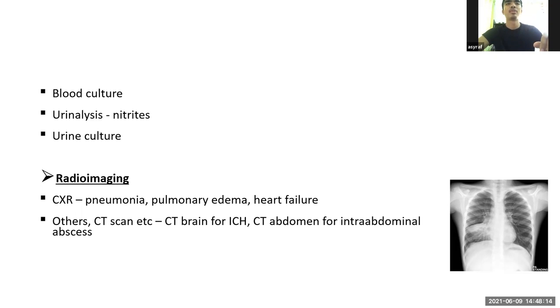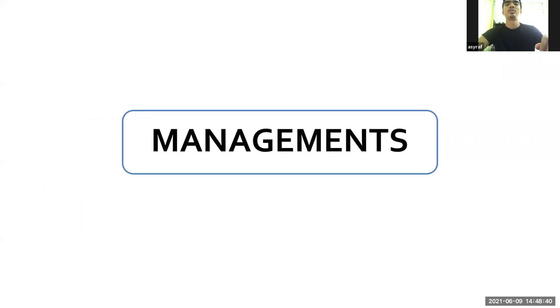And sometimes you can do urine analysis, look for nitrites, because nitrites give evidence of infection. And also you can do a urine culture. And then for radio imaging, it depends on your clinical picture. If you suspect the patient is having pneumonia, you have to do a chest X-ray. For the abdomen, if you suspect abdominal pathology, you have to do a CT abdomen. For the brain, do a CT brain. So what is the management?